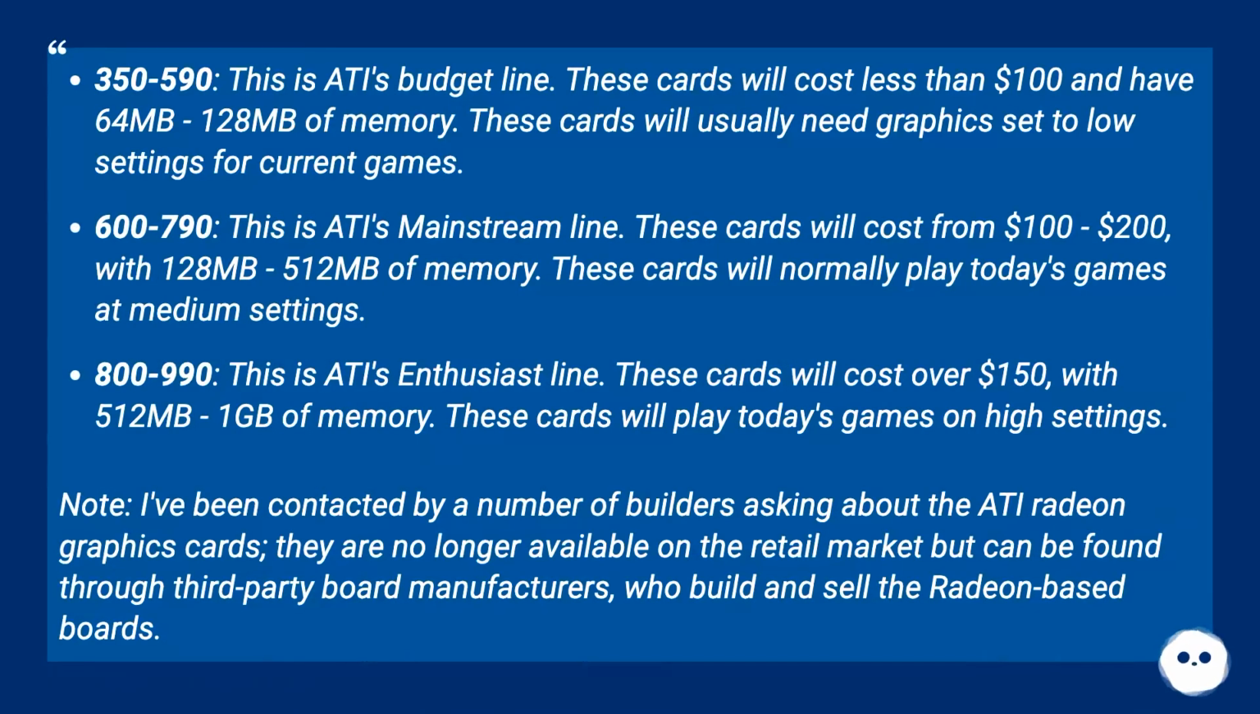350 to 590, this is ATI's budget line. These cards will cost less than $100 and have 64 MB to 128 MB of memory. These cards will usually need graphics set to low settings for current games. 600 to 790, this is ATI's mainstream line. These cards will cost from $100 to $200, with 128 MB to 512 MB of memory. These cards will normally play today's games at medium settings.